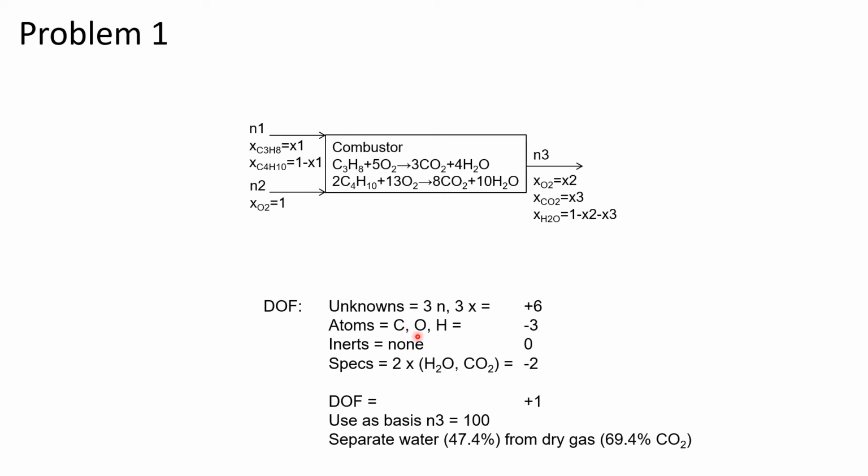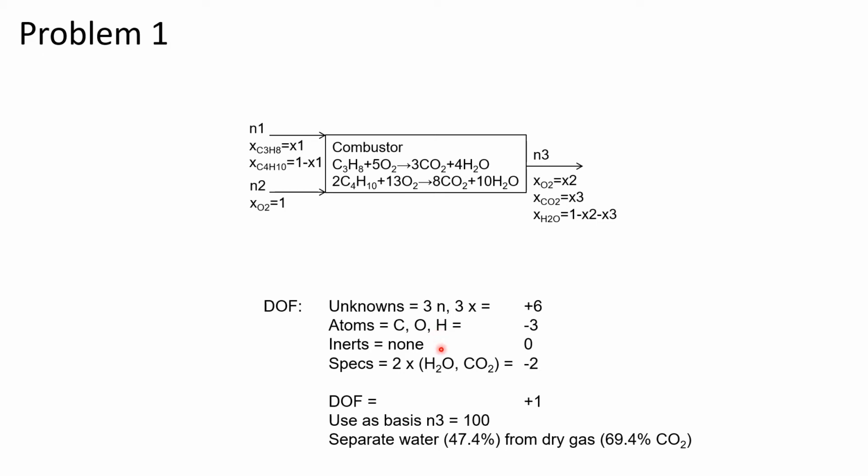Next, let's count the number of atoms. Since this is a hydrocarbon reacting with oxygen, we have 3 independent species. We have carbon, oxygen, and hydrogen. There's no sulfur present, so we won't include that. So we'll subtract off 3 from that sum when we do our degree of freedom analysis.